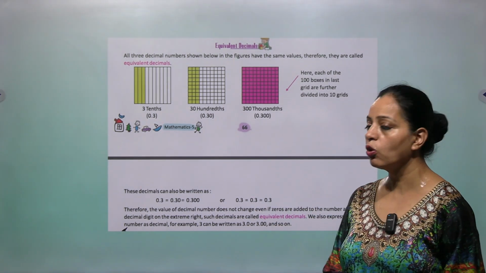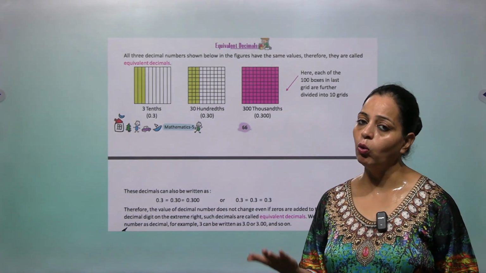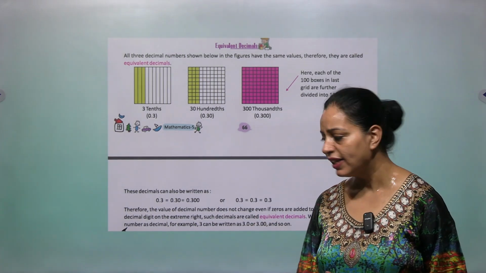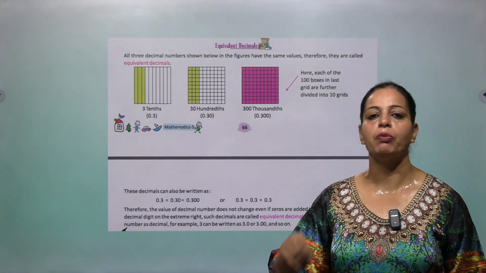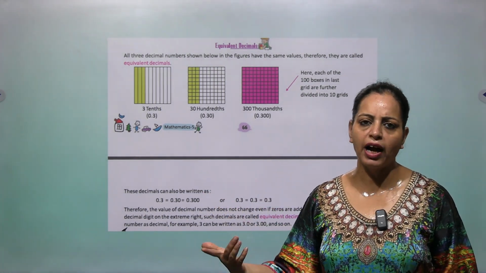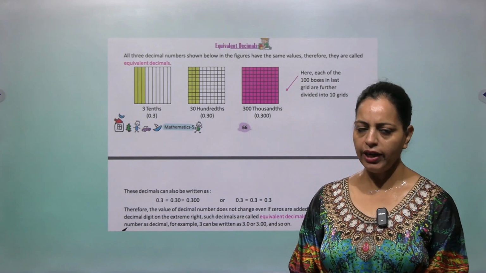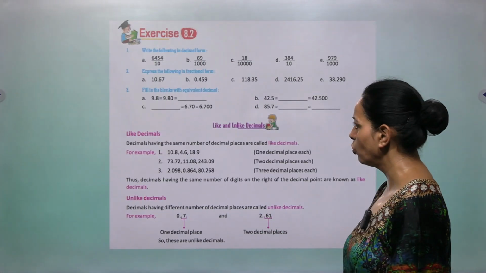We also express a whole number as decimal. एक whole number को भी हम decimal में लिख सकते हैं. जैसे 3 है तो 3 can be written as 3.0 और 3.00. जितनी मर्जी 0 लगा दें वो 3 ही रहेगा. Okay, so I hope it's clear to you.